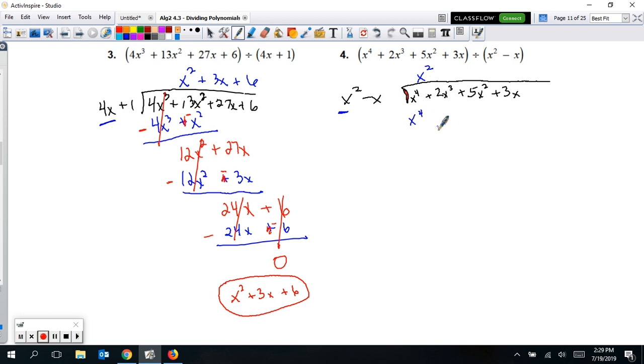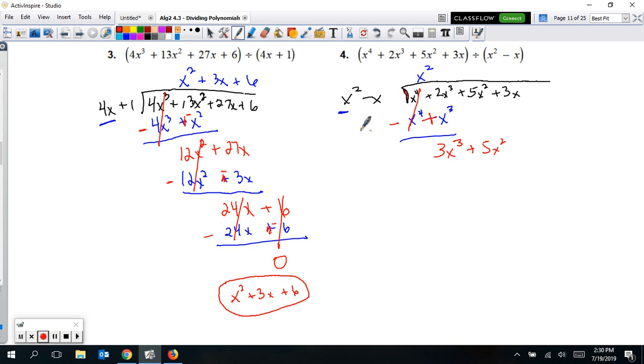X squared times x will be negative x to the 3rd. So now we're going to change the signs here as we subtract. Make this one negative, make both of them their opposites. This now becomes plus. So cancel the x to the 4th. 2 plus 1 here is going to give 3x to the 3rd. Bring down your next term of plus 5x squared.